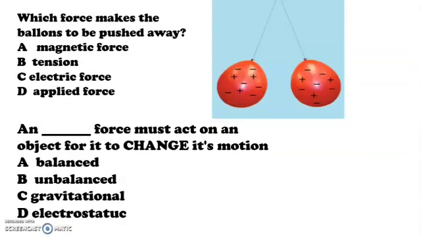Next question is, which force makes the balloons be pushed away? A, magnetic force, B, tension, C, electrostatic force, and D, applied force. The correct option is C, electrostatic force, because we have seen charges on both balloons. A force must act on an object for it to change its motion. Options are balanced, unbalanced, gravitational and electrostatic. The correct option is unbalanced forces.